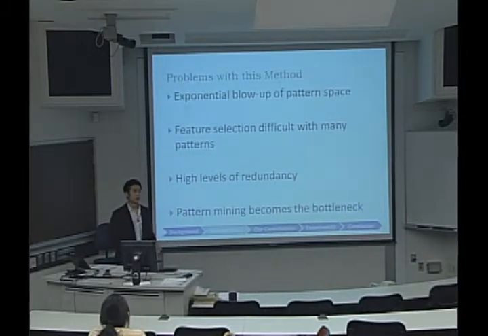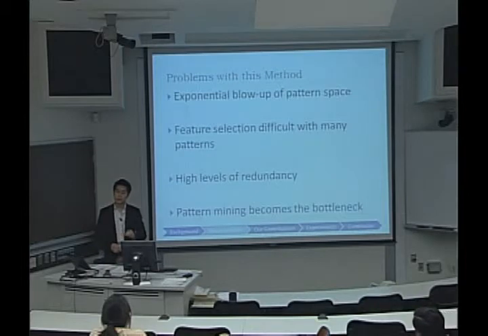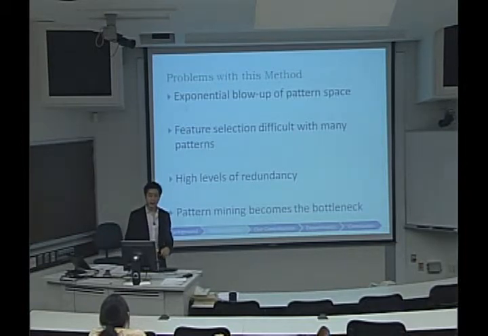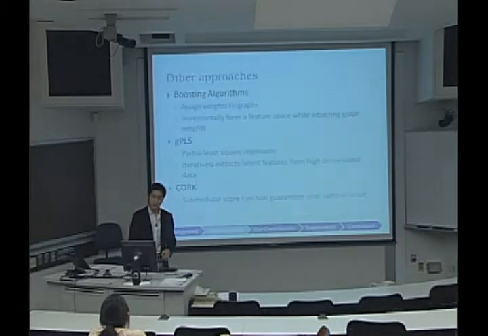But there are several known problems with this method. First of all, while this method is good for small graphs and small data sets, as the graphs increase in size and as the data sets increase in size, we get an exponential blow up of the pattern space, which both makes feature selection very difficult and makes removing redundant graphs from the sets very difficult. This is a huge scalability problem, and pattern mining under this method normally becomes the bottleneck.